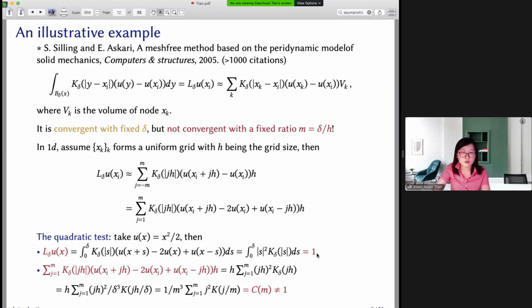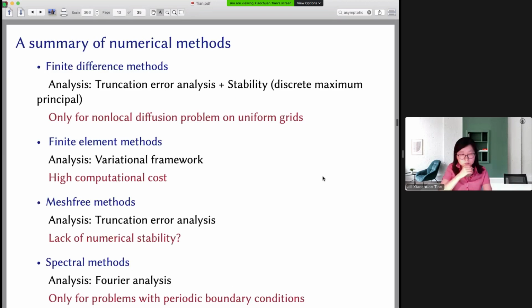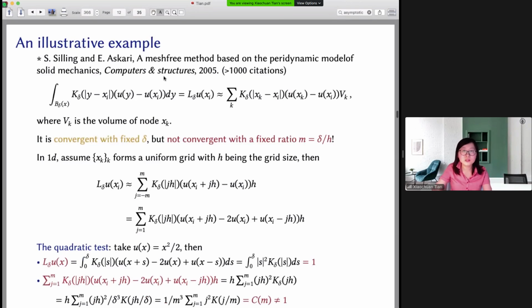So there's always an error. In other words, this method doesn't pass this quadratic test. And in fact, we found that this test is quite important. Mostly, if a method passes this quadratic test, you can probably show it's an AC scheme. You can show that it's convergent with a fixed ratio m. Obviously this paper is already 15 years old.